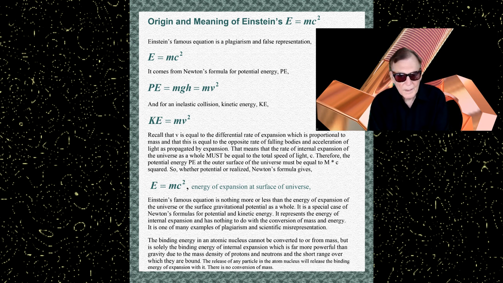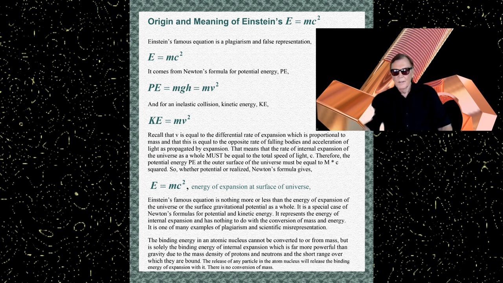Okay, so this formula is more bull roar, but let's examine where the E equals MC squared formula was hijacked from. Here are some formulas that we can look at up here. It comes from Newton's formula for potential energy, where potential energy is equal to MGH equals MV squared. If we change a small velocity and we get to the speed of light, then it's a different formula.